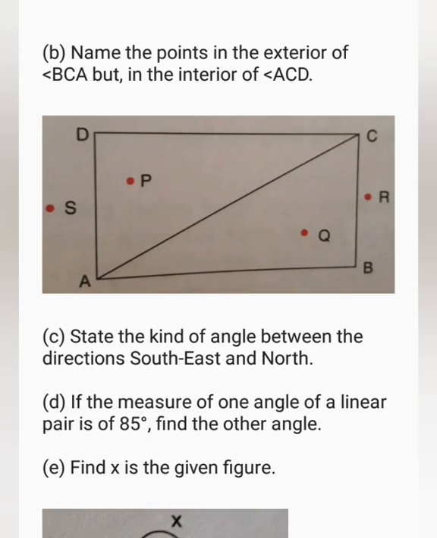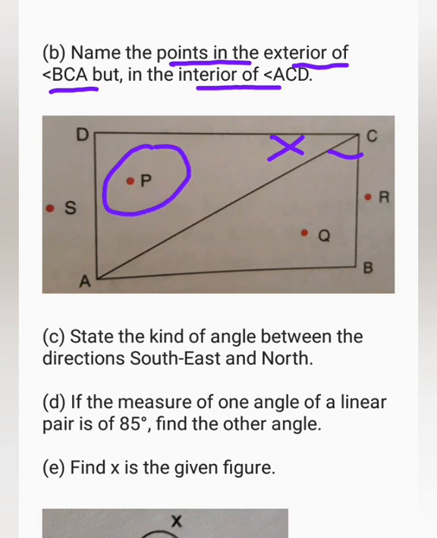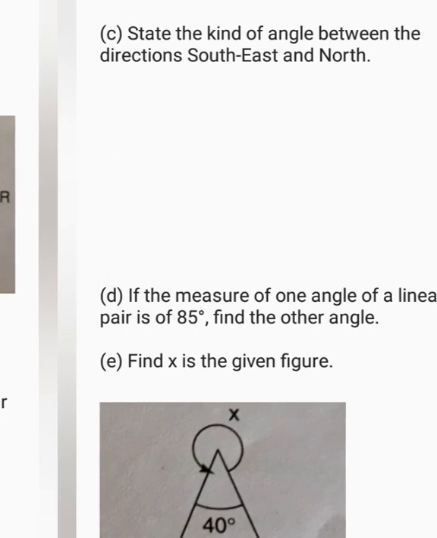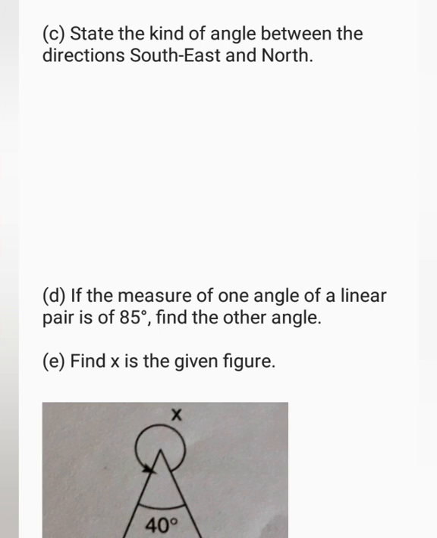Now the next question, name the points in the exterior of angle BCA but in the interior of angle ACD. Point P is in the exterior of angle BCA and the interior of angle ACD. Point P.